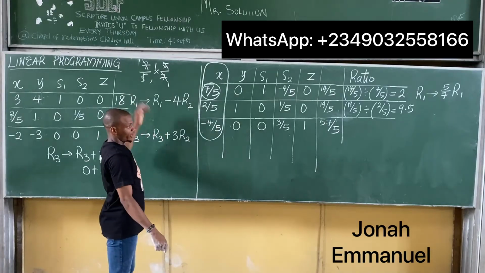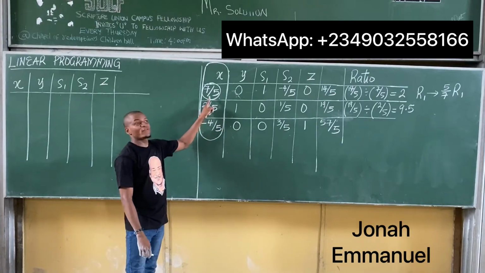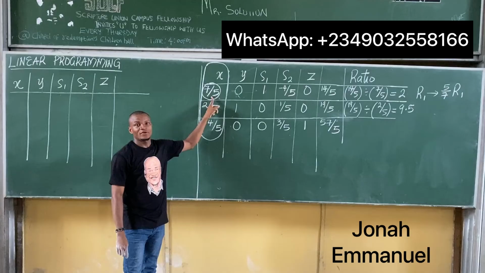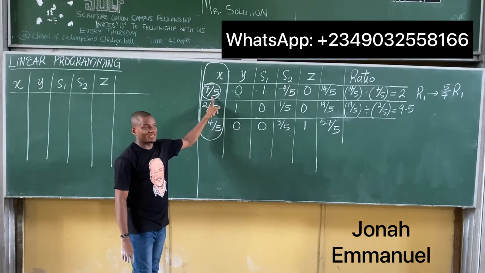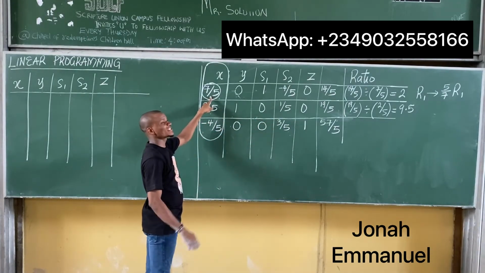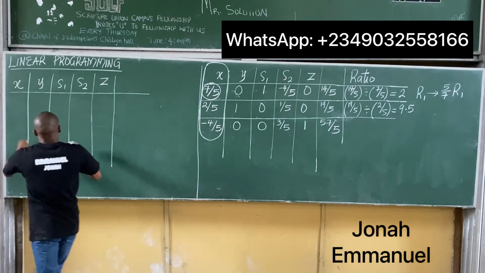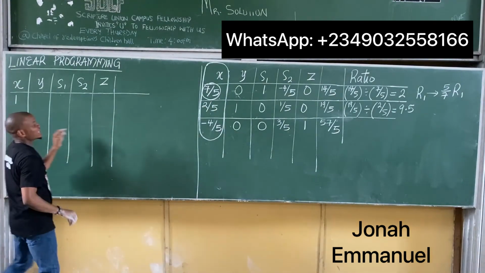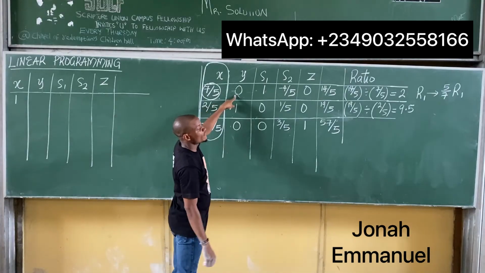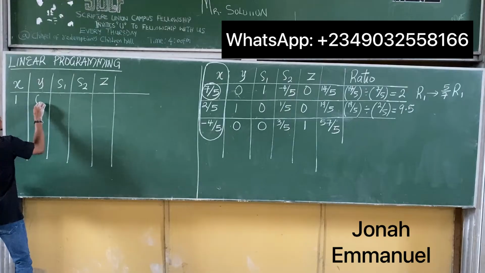So play the new game again. Now listen. Our new pivot element is 7 over 5. We want to make it unity. We said multiply by what there? 5 over 7. So multiply this by 5 over 7, you get 1. So it becomes 1. Multiply this by 5 over 7, you get 0. So I have 0.